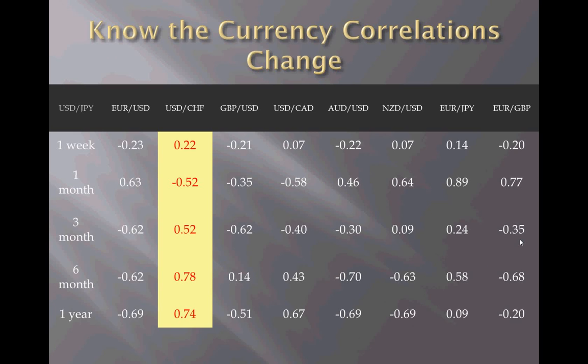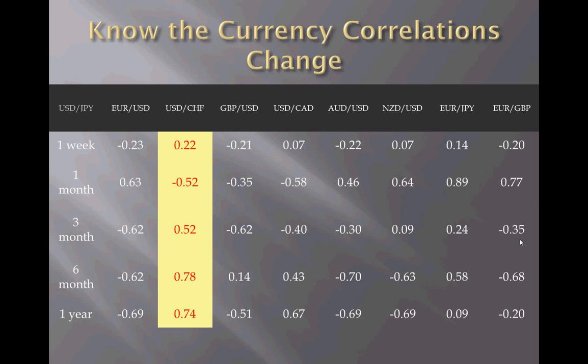Because of consistent sentiment shifts in the currency market, make sure you're aware of current currency correlations. For example, over a 1 week period, the difference between the dollar-yen and the dollar-Swissy was 0.22 at the very top of the chart. This is a very low correlation coefficient and would indicate that the pairs have an insignificant correlation.